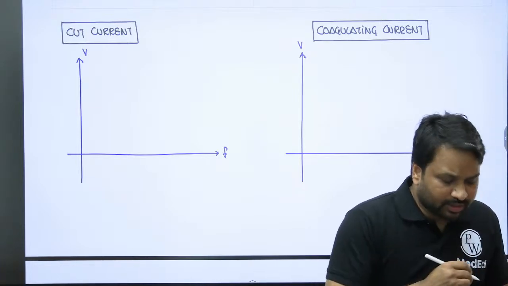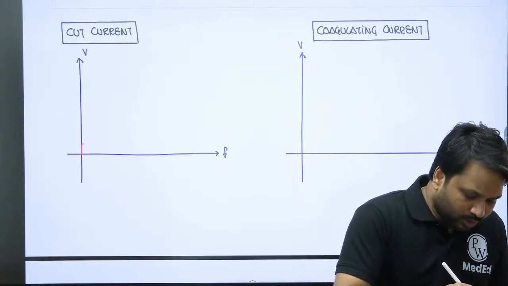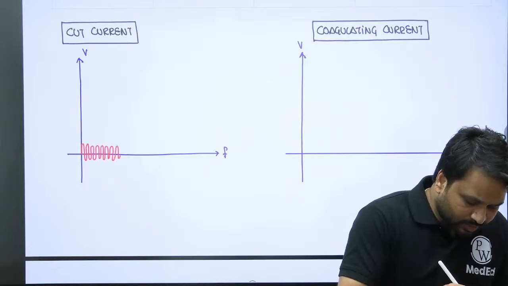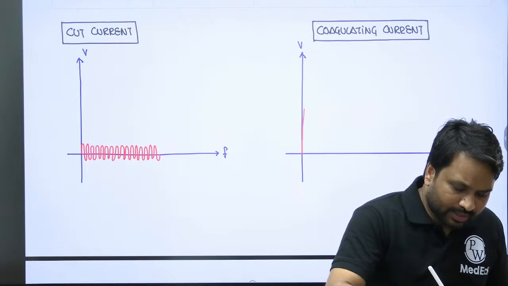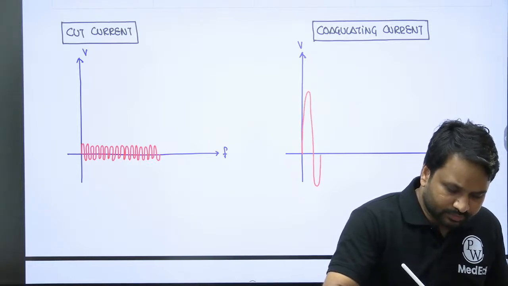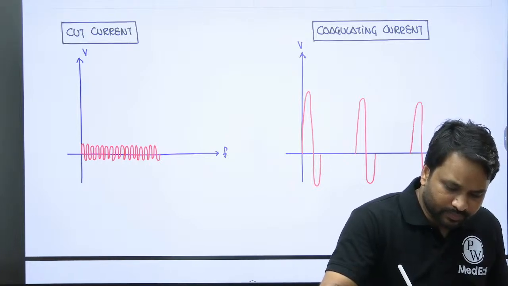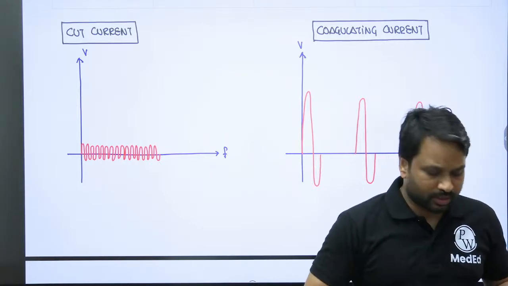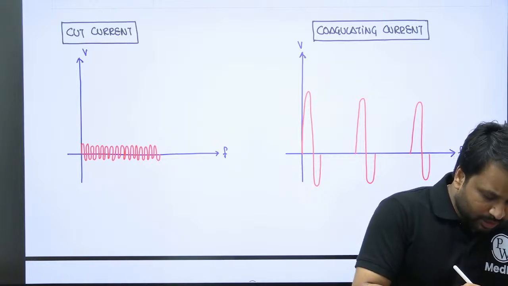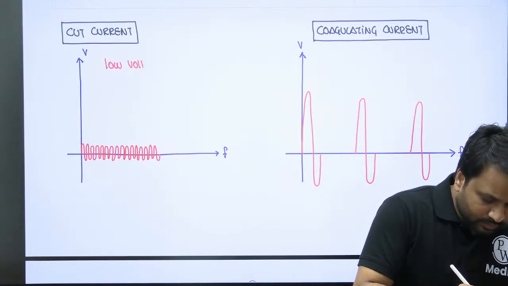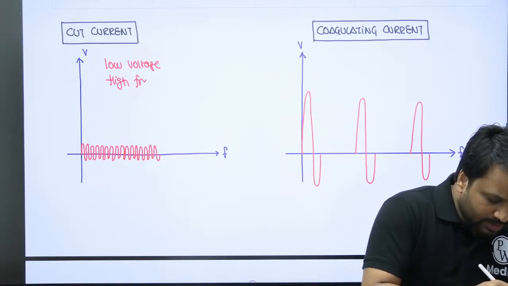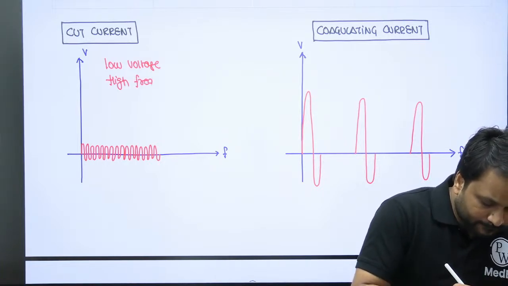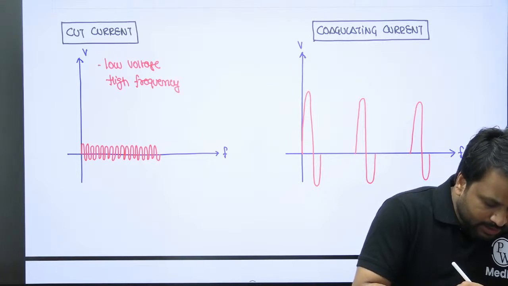Now, in a cut current, you will see there will be low voltage, but there will be very high frequency. Low voltage and high frequency is what you will see in a cut current. In a coagulating current, there will be high voltage, but low frequency.